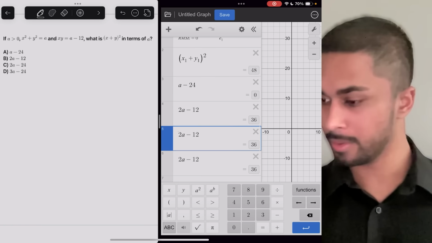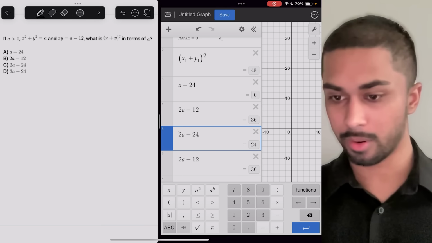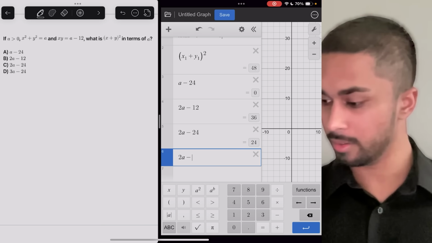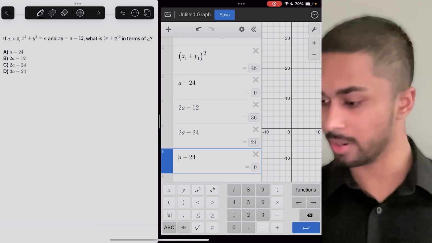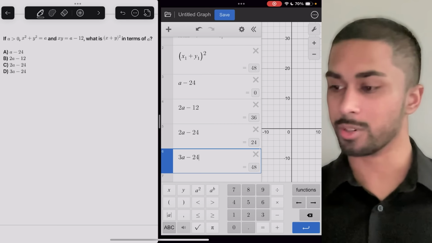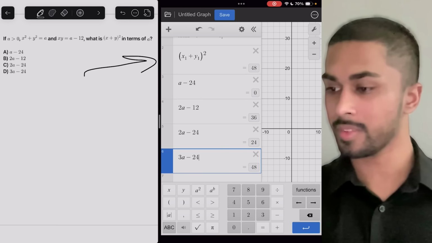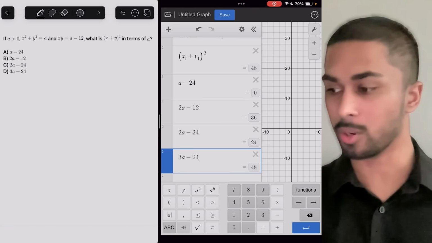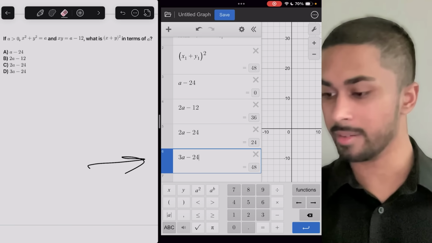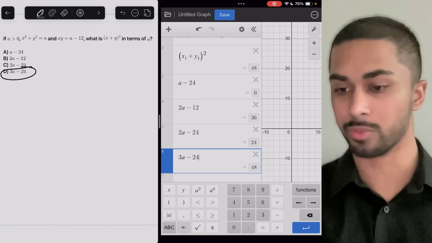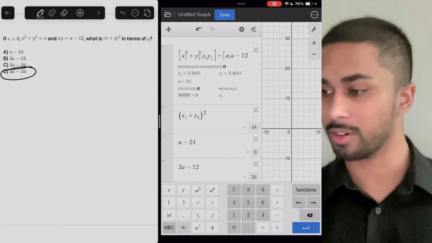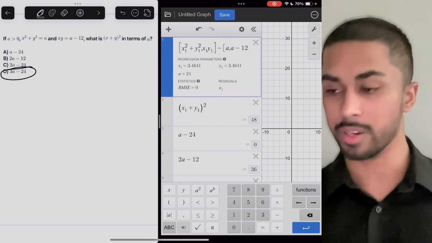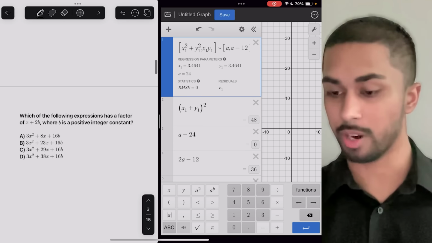24 and then 24, 3a. There's only one of these answer choices that equals x plus y squared. Since x plus y squared equals 48 and 3a minus 24 also equals 48, D is your answer. Again, we used a list and we used regression.